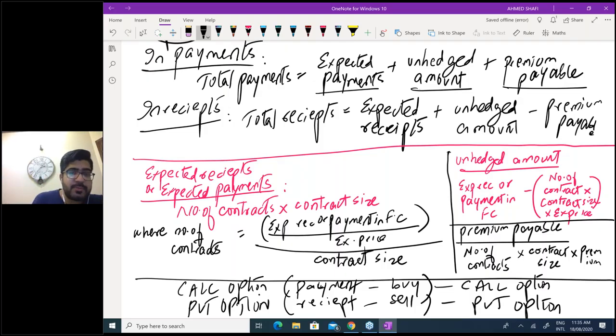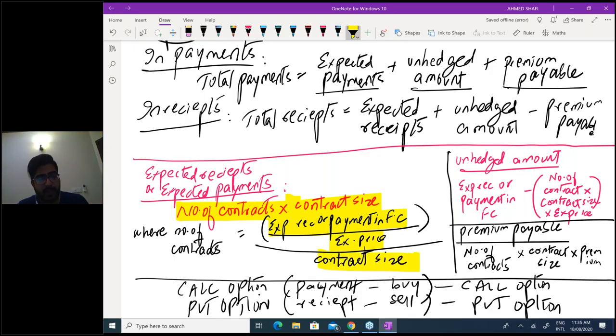The first thing you need is expected receipts or expected payments. The formula of expected receipts or expected payments is number of contracts into contract size. Number of contracts is expected receipts or payments in foreign currency over exercise price, divided by contract size. I've made the formulas myself to make life easy for you. Contract size would be given in the question. Number of contracts into contract size gives you expected receipts or payments. I'm telling you for both simultaneously because I don't know whether the question will test receipts or payments.